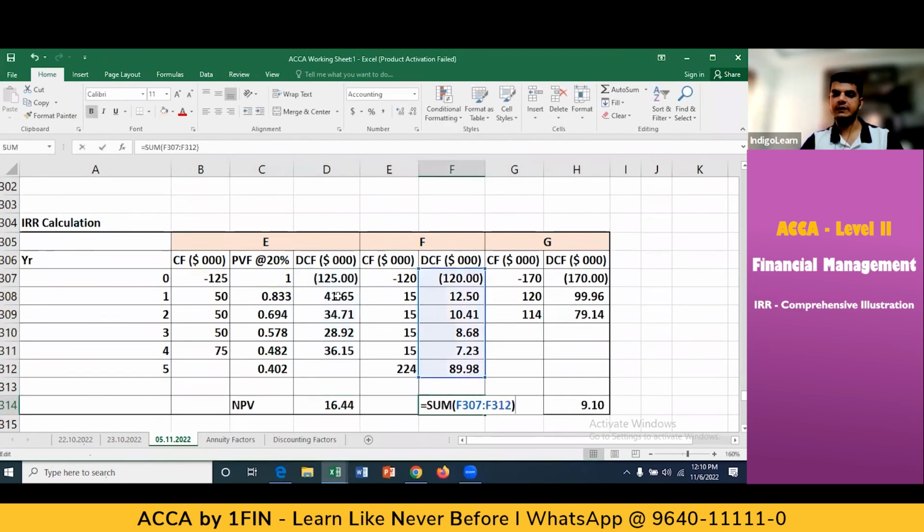So here, see, I am getting all positive NPVs. Now I will not go for 25 again. If it comes out positive and negative, then it is best. If not, then also we'll go ahead.